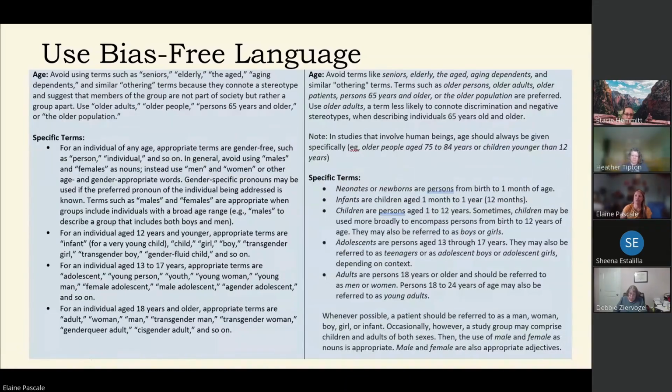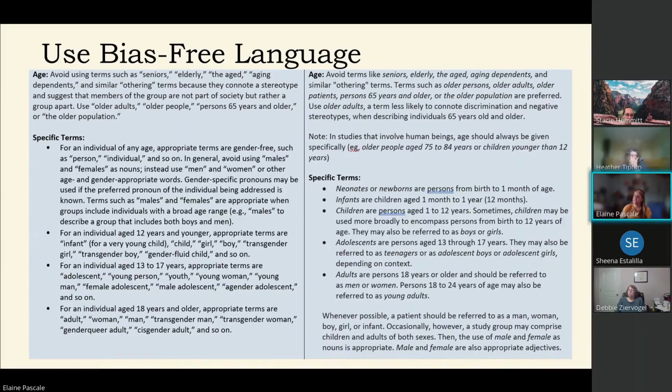Use bias-free language when you're talking about your results and you're talking about your participants, when you're quoting them. We have a resource in the Writing Center. I just pulled up a small section of it because this is one thing that I find a lot of writers do, and that is they use male and female as nouns, whereas male and female are adjectives.